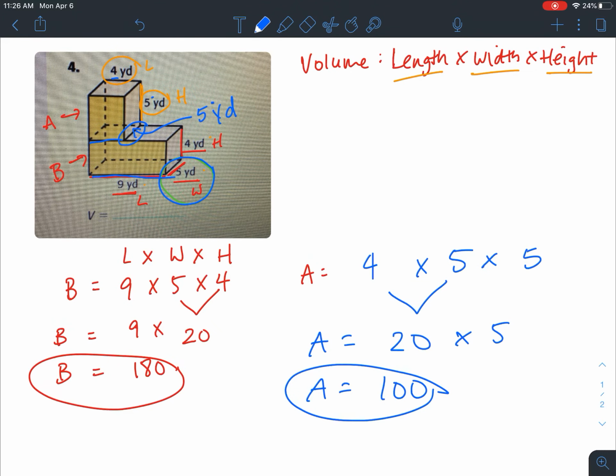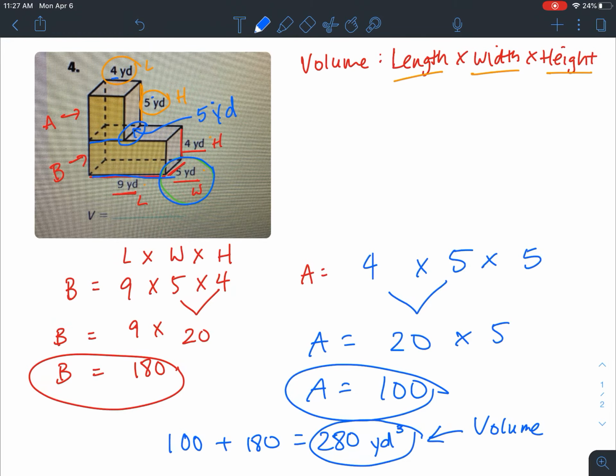Which means you would have to add both of them together to find the combined volume. So that would be 100 plus 180, which will give you 280. I would take my unit, which is yards, and then I would make it cubed because all volumes are expressed in units cubed, so yards cubed. So my volume total would be 280.